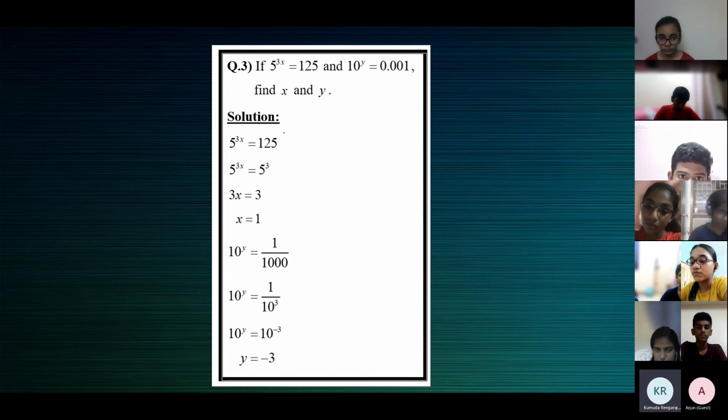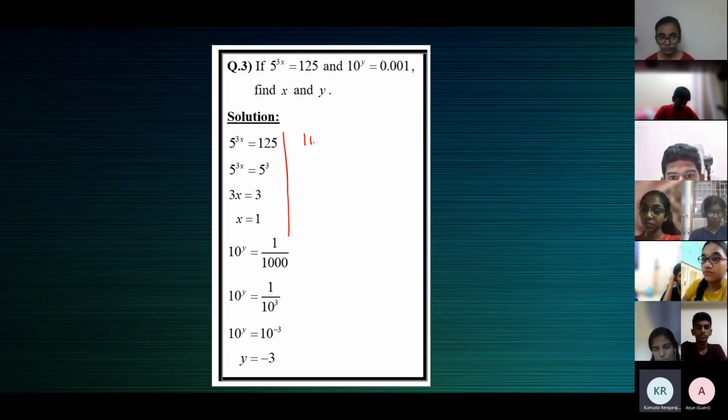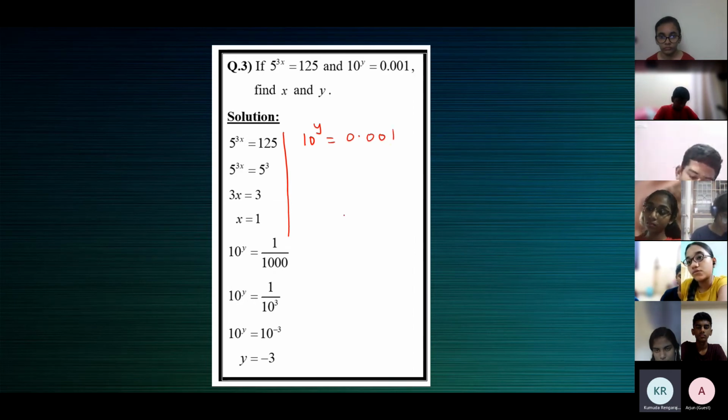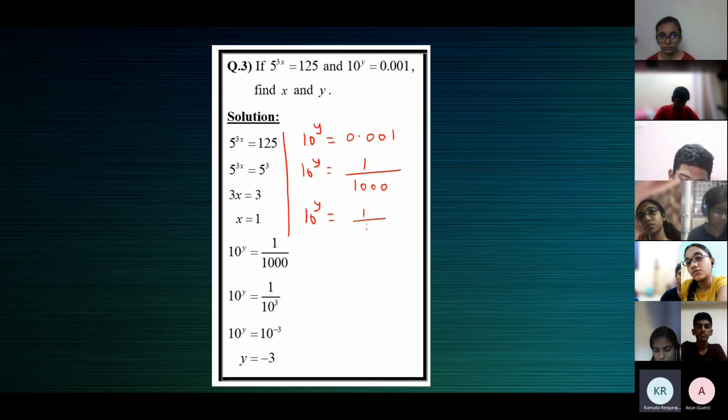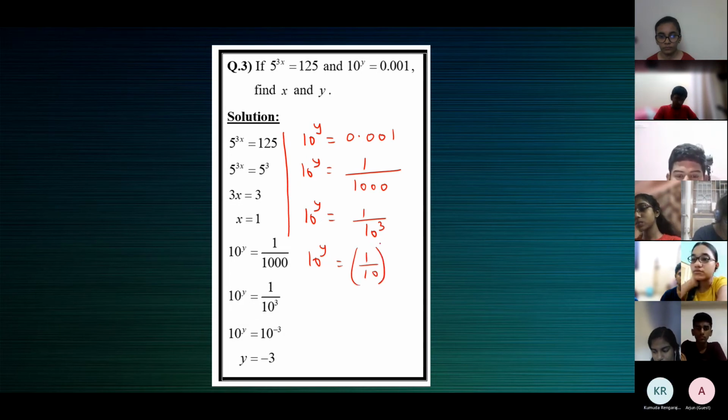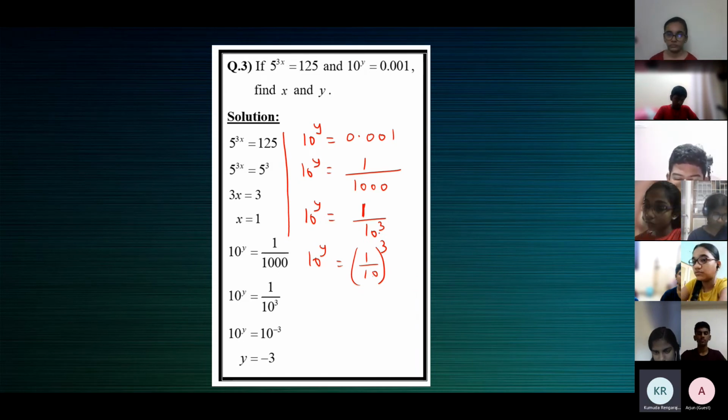Let me write it here for you, children. Please watch again. 10 to the power y is equal to 0.001. That's the first step. 10 to the power y is equal to 1 divided by 1 followed by 3 zeros. Next step, 10 to the power y is equal to 1 by 10 cubed. Now this is nothing but 1 by 10 the whole power 3. Both are the same because 1 cubed is 1 and 10 cubed is 10 cubed here.